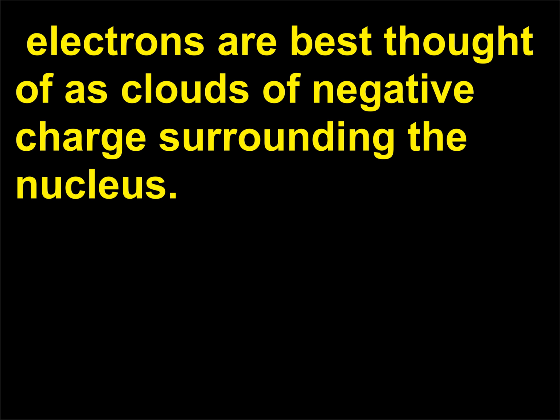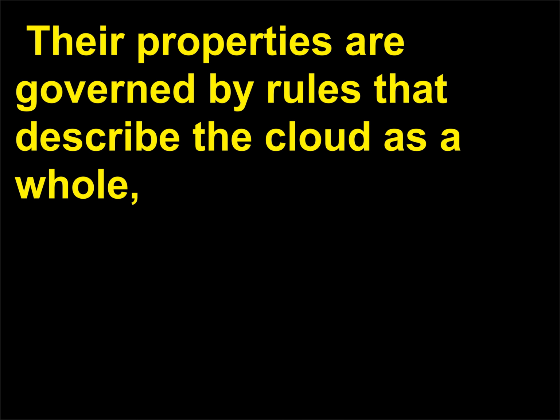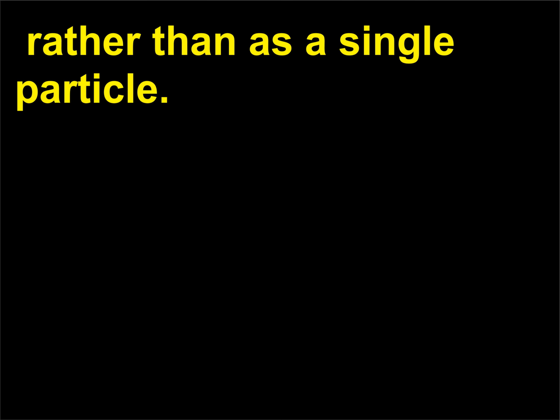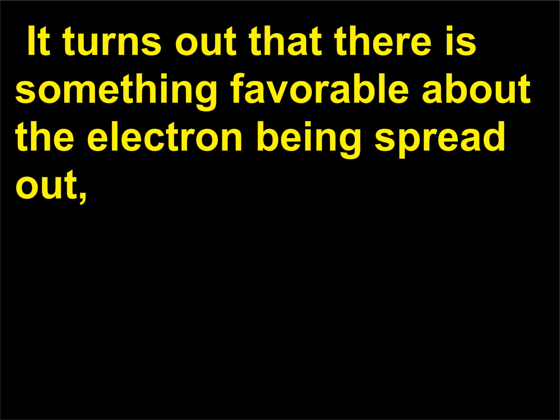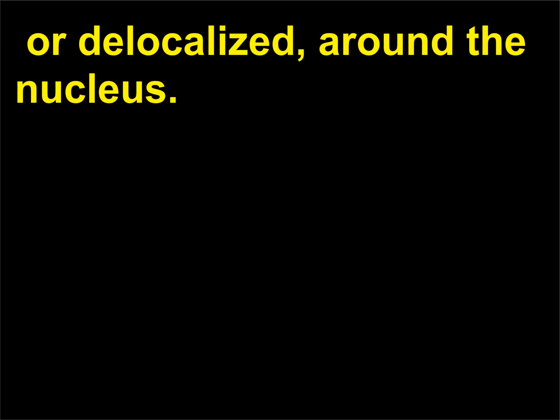Electrons are best thought of as clouds of negative charge surrounding the nucleus. Their properties are governed by rules that describe the cloud as a whole, rather than as a single particle. It turns out that there is something favorable about the electron being spread out, or delocalized, around the nucleus.